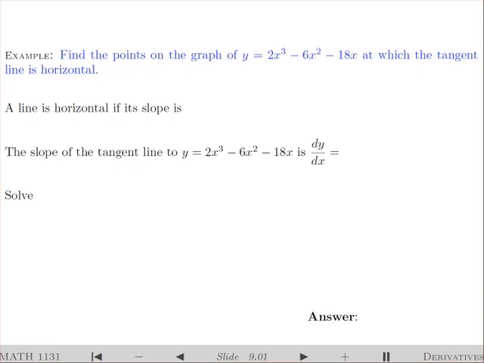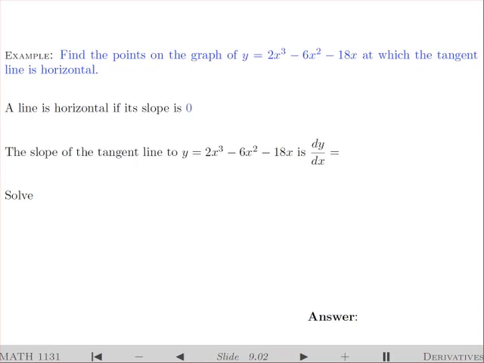So, of course, the derivative tells me the slope of the tangent line. So I have to rephrase the given question in terms of the slope. A straight line is horizontal if the slope is 0. So this question just asks, find the points on the graph of that function where the slope is 0. Slope of the tangent line is the derivative. So it's simply asking us then to find the derivative and find when that's 0.